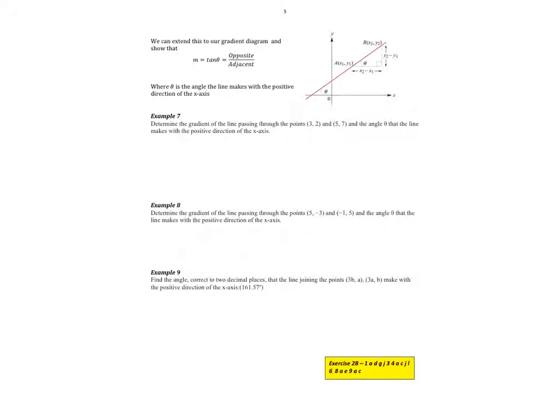Okay, so we know from our SOHCAHTOA that tan theta is the opposite side over the adjacent side. Now if we have a look at our diagram over here, the opposite side is our y2 minus y1, and our adjacent side here is x2 minus x1. So in reality, our opposite over adjacent is the same as our y2 minus y1 over x2 minus x1.